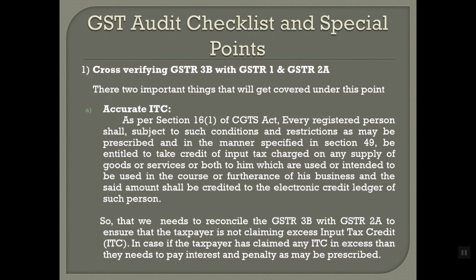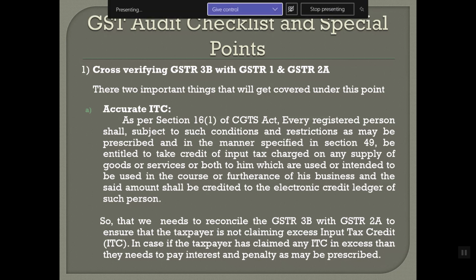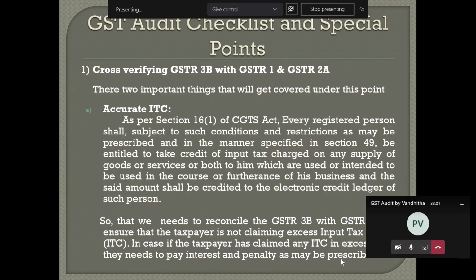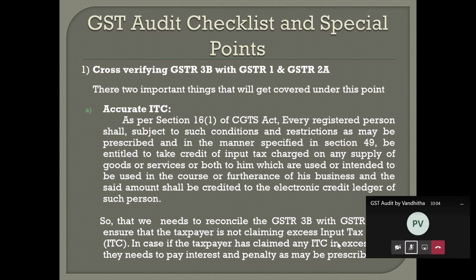Accurate ITC means if a taxpayer purchased some goods or services for business purposes and he is using them for personal use also, and he is claiming credit for both business purpose and personal use, that is not correct. So we need to check whether he is claiming credit only on what is used for business, and not claiming credit on goods used for personal purposes. Only the credit which is used for furtherance of his business can be claimed. If he claimed for personal purposes also, then we need to reverse that also.